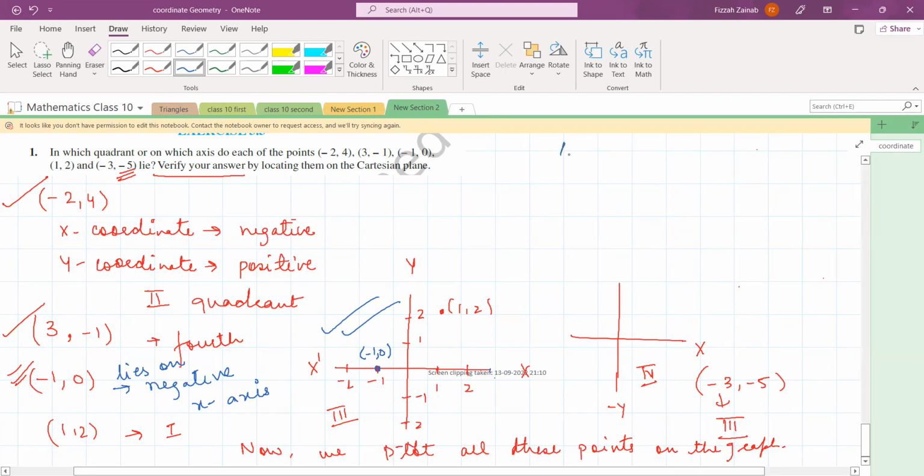You can give them some name also if you wish. Let me call this point A, the first one, right? Then point B is 3, -1. Point C is -1, 0. Point D is 1 and 2. Point E is -3 and -5. So then on the graph also you can write A, B, C, D, E.